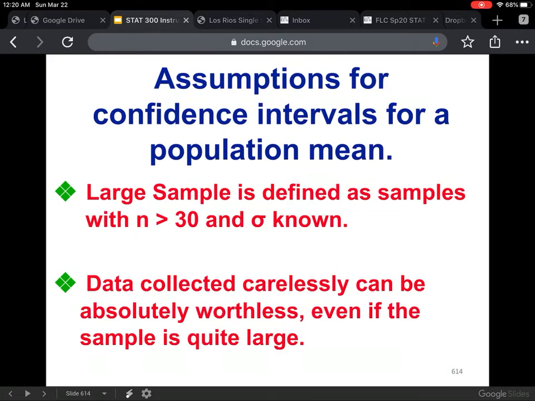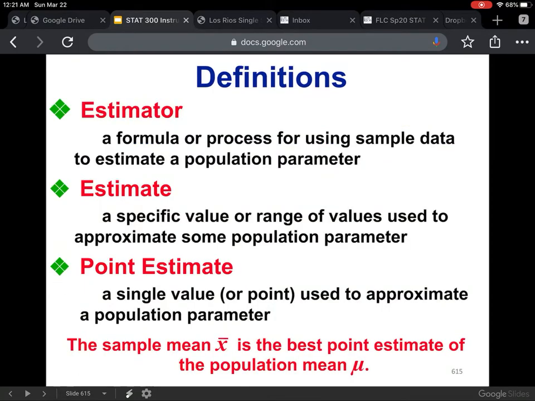Okay? Assumptions for confidence intervals for the population mean. Large samples is defined as samples that are greater than 30 and sigma is known. And just remember that data collected carelessly can be absolutely worthless, even if the sample is quite large. So it has to be a random sample, right? You have to account for all of the different things, or as many as possible, to make sure that you have a good, carefully selected sample.